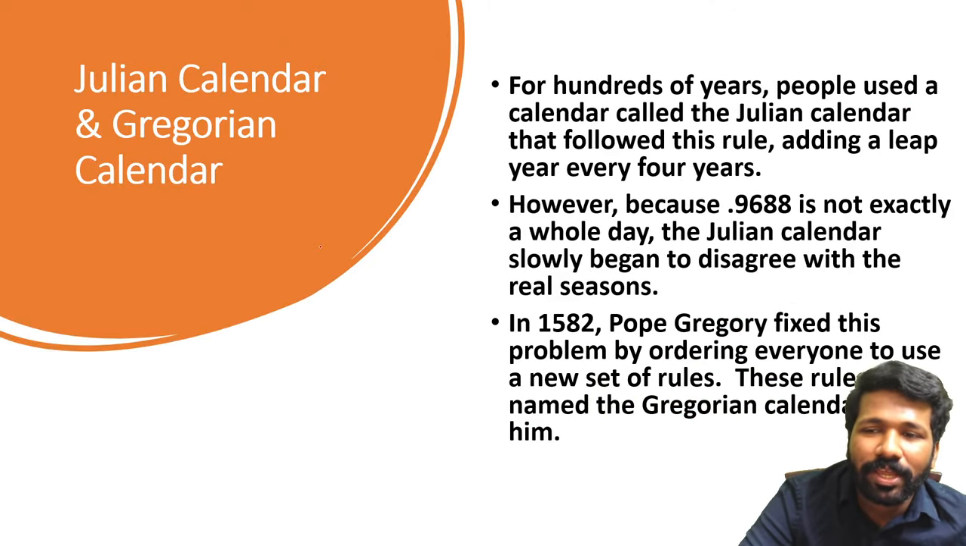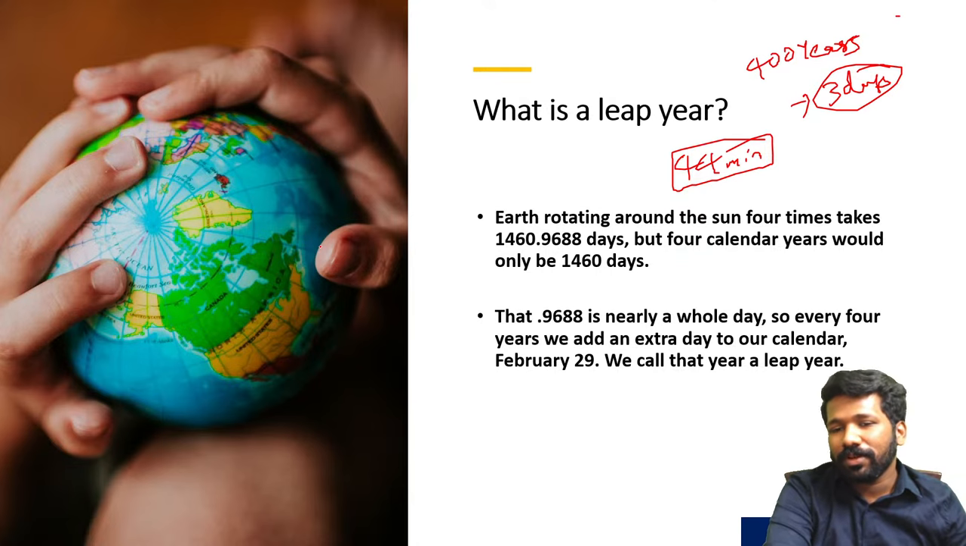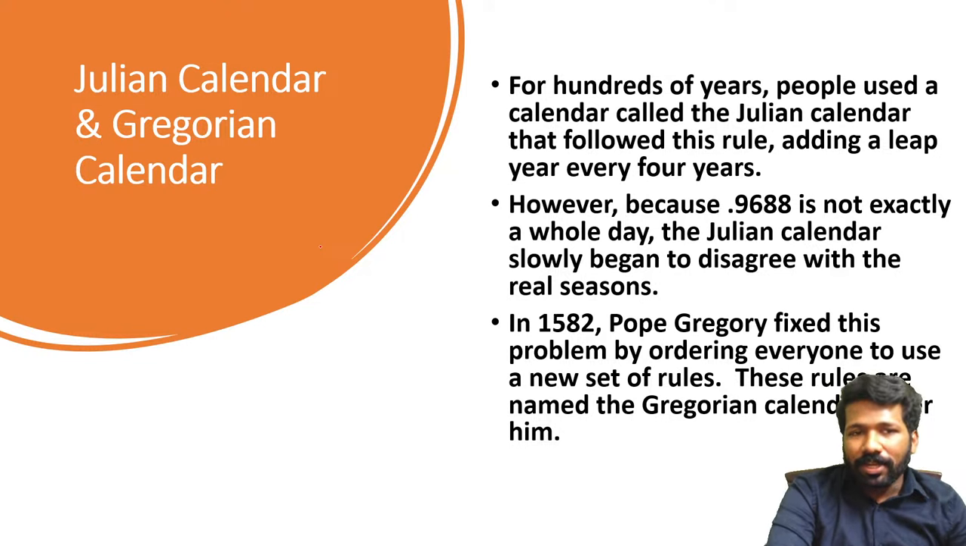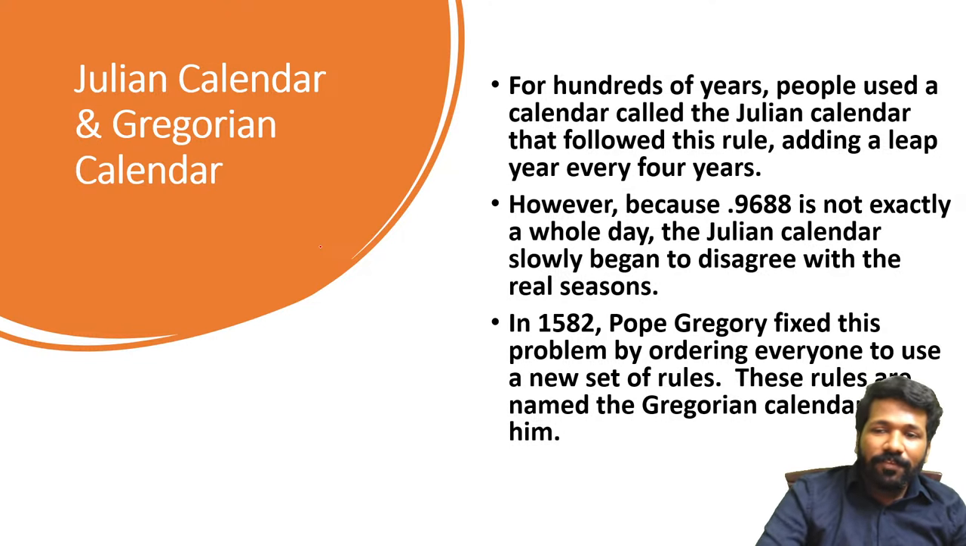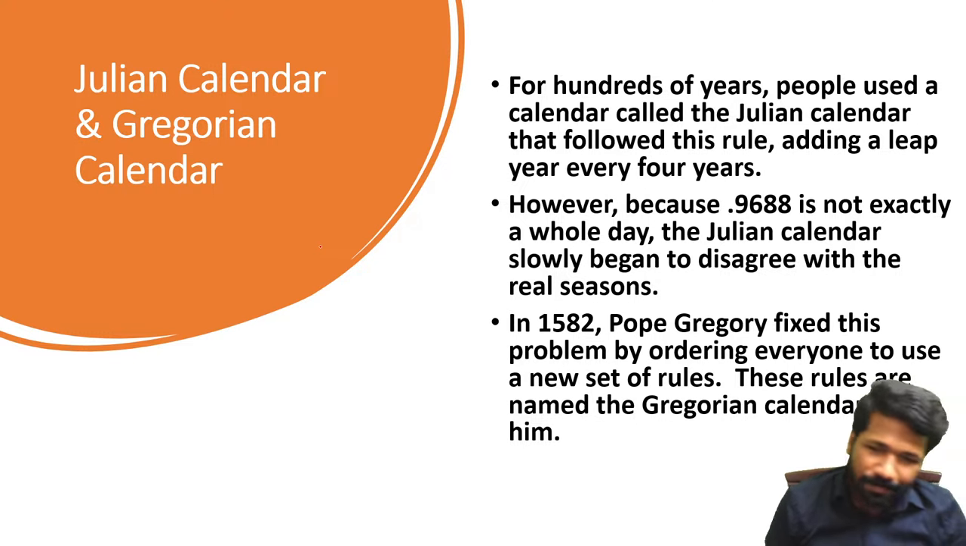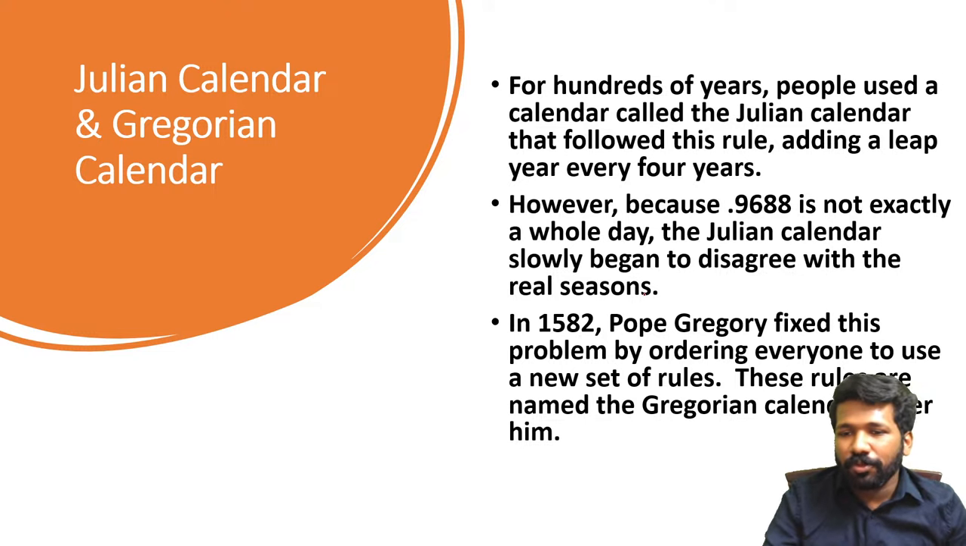In the Gregorian calendar, this correction was done. It was done by Pope Gregory, that is why it is called the Gregorian calendar. In every 4 years there is a leap year; that calendar is called the Julian calendar. That was actually revised centuries before. Actually, in 1582, Pope Gregory fixed this problem.